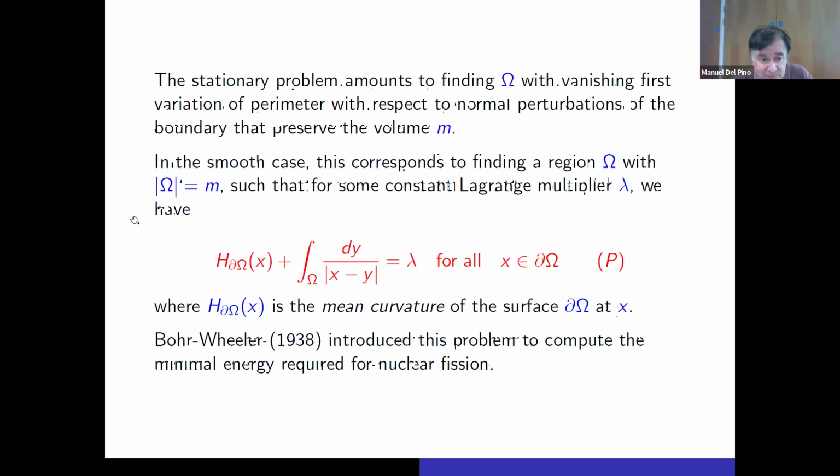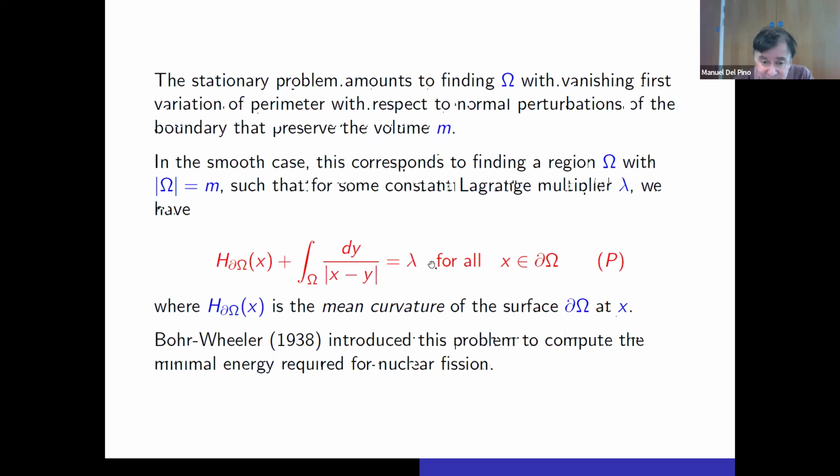that arises from the fact that among the perturbations that we are taking for omega, when we take the first variation, we want to do them in such a way that the volume is preserved to be m.